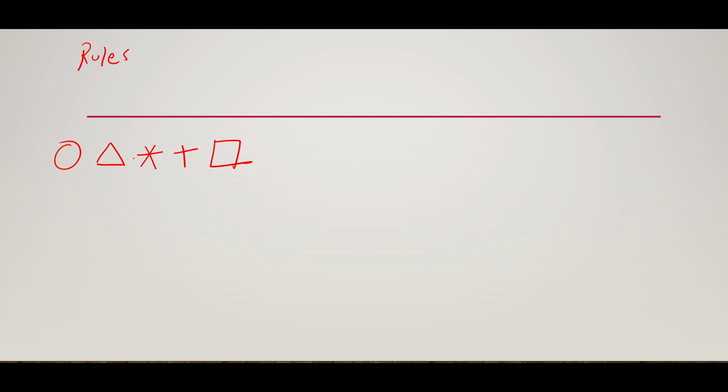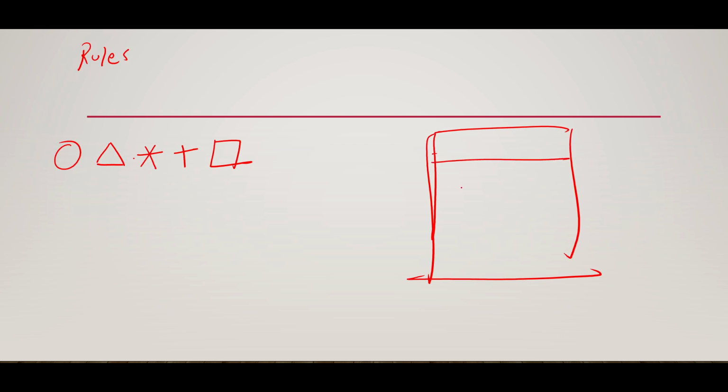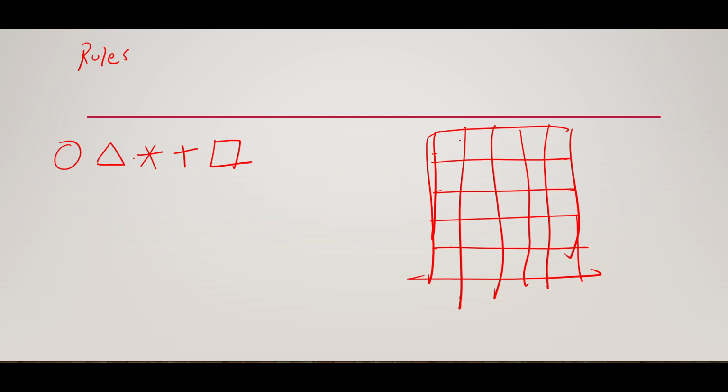In a Sudoku game, suppose there is a 5 cross 5 grid. 5 cross 5 means there will be a total of 5 rows and a total of 5 columns. If you can see here, these are the 5 rows, and then there will be 5 columns. In each cell we need to put only one unique value. So we can fill the cell using circle, triangle, star, plus or square.